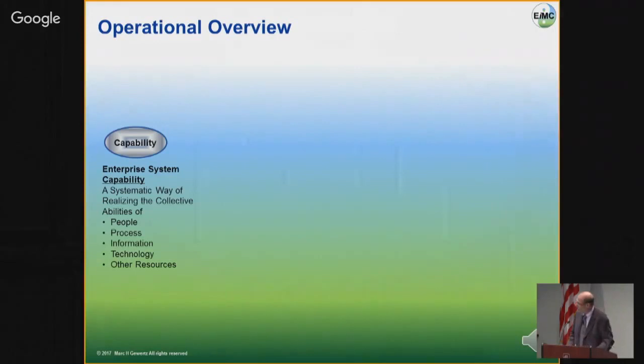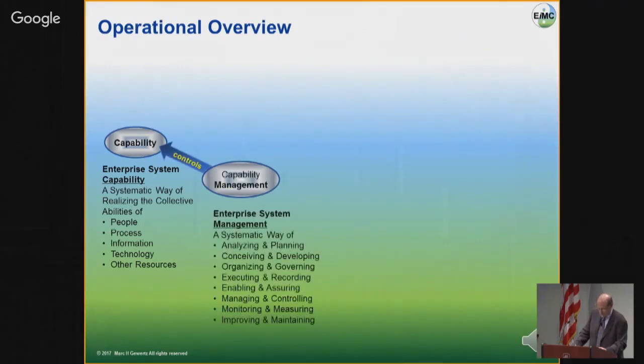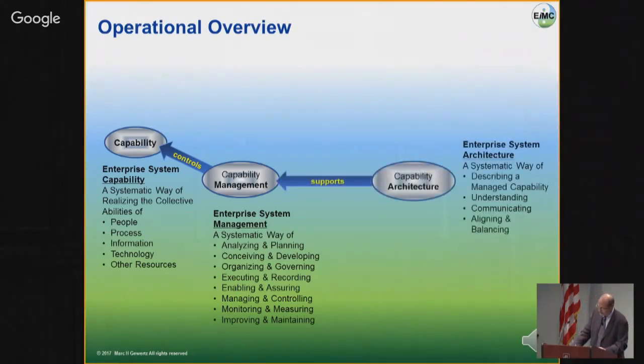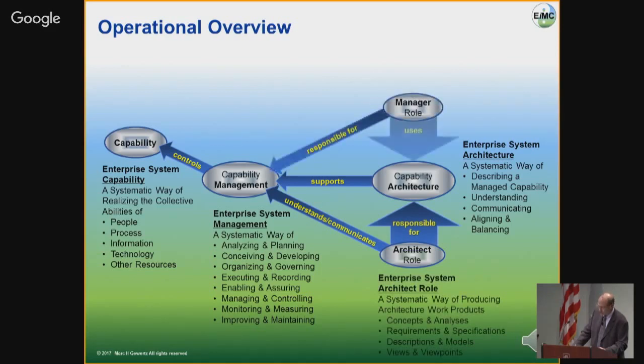Which leads to the specifics in the way the systems of the enterprise work with the operating of a capability. The managing of the capability. The architecting of the capability. The producing of architectural work products. And the producing of managerial work products.